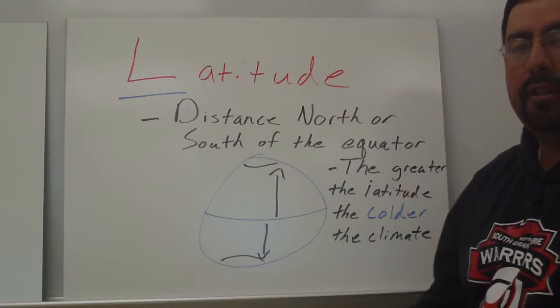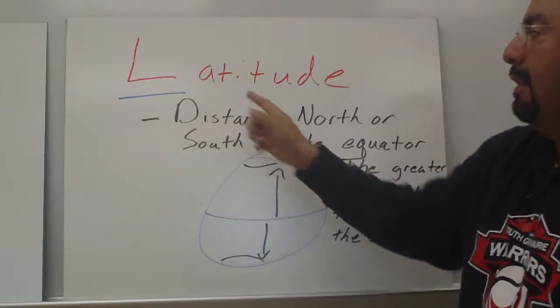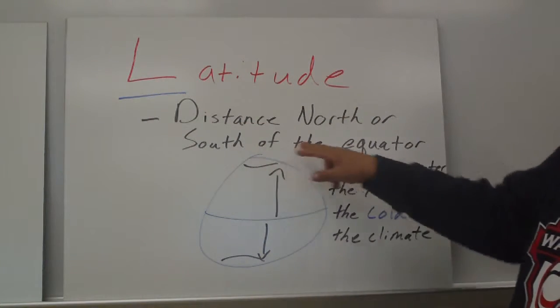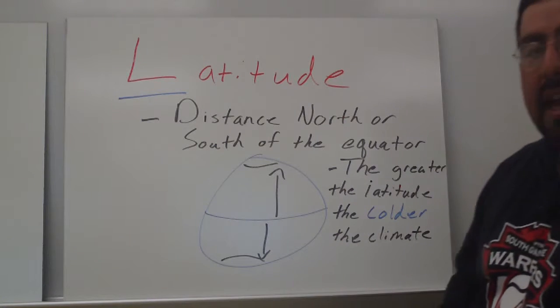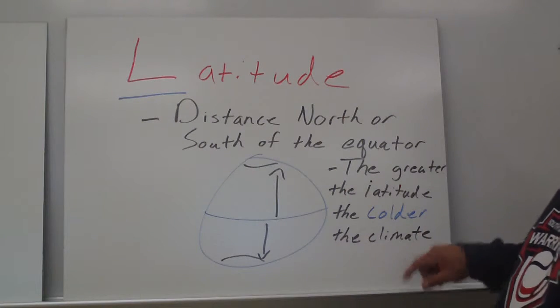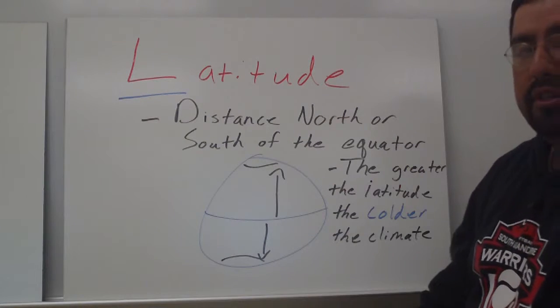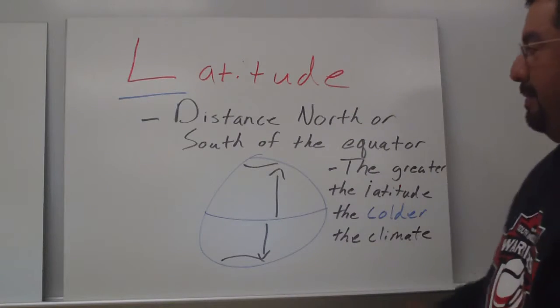Latitude is our first letter in our acronym. The L in LAND is for latitude, and that is distance north or south of the equator. The greater the latitude, the colder the climate. So when you look at a globe, the further north or south from the equator you go, the colder the climate gets.